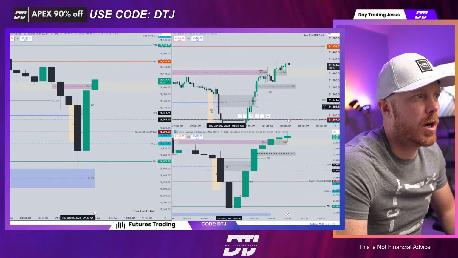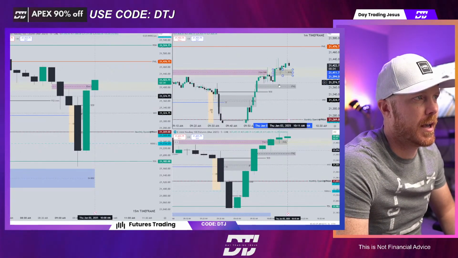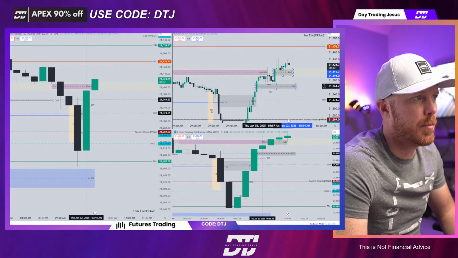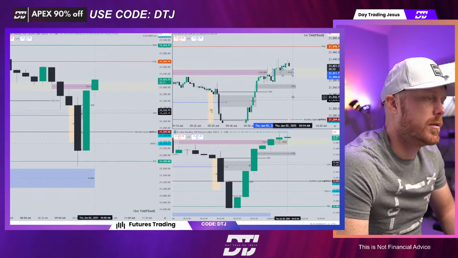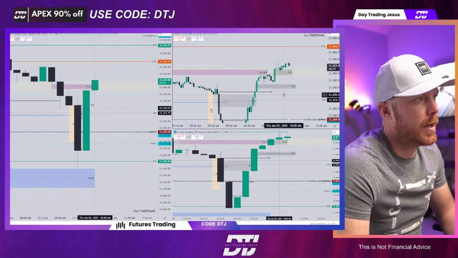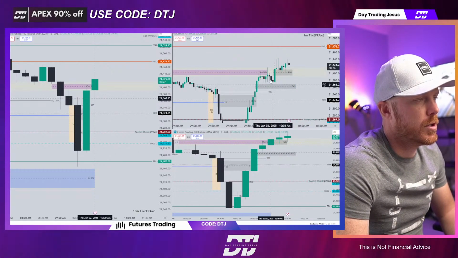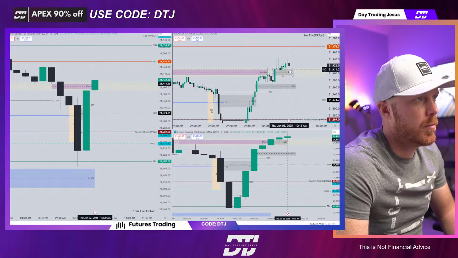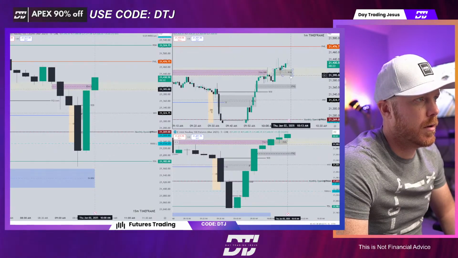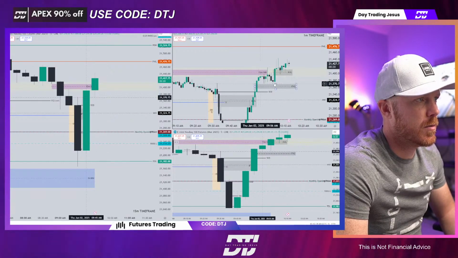To be honest, you could honestly take this inversion fair value gap. If we break this, you could play that down to these lows. That would also be a play, which I kind of like as well. Just doing a quick scalp from this inversion to these equal lows.